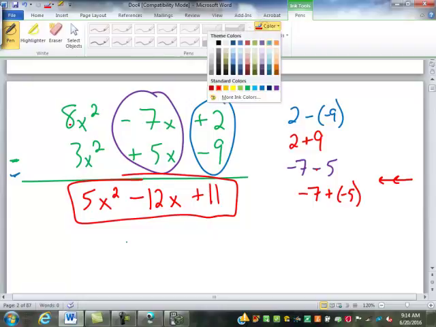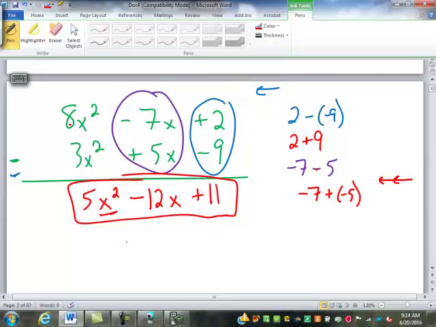Now the key is, at this point you have to stop here because none of these have the same place value, the same name. This is x squared. This is just x, and this is ones. It's kind of like having hundreds, tens, and ones. You can't combine those digits.